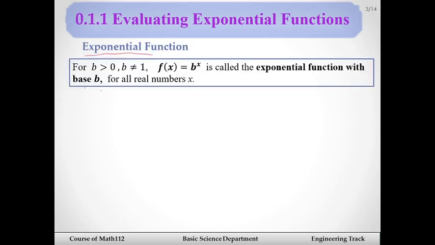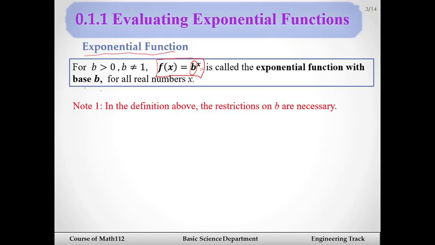What is an exponential function? Basically, an exponential function is in this form. So b is a constant here, and x is the variable, and we have some conditions on b. These are necessary conditions. b should not be 1, because if it is 1, we have 1 to the x, which is 1 all the time. So it's a constant function. For this reason, we exclude the b equal to 1 case.